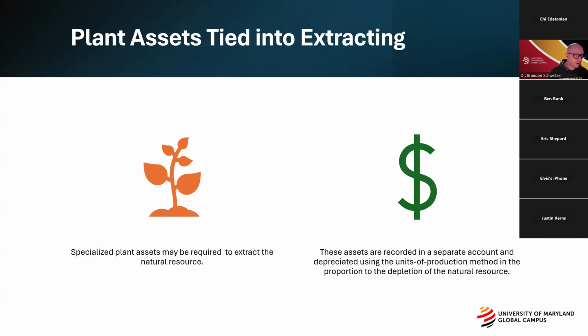Mining, cutting, or pumping natural resources require machinery, equipment, and buildings. When the usefulness of these plant assets is directly related to the depletion of the natural resource, their costs are depreciated using the units of production method in proportion to the depletion. Just so you're aware of that.